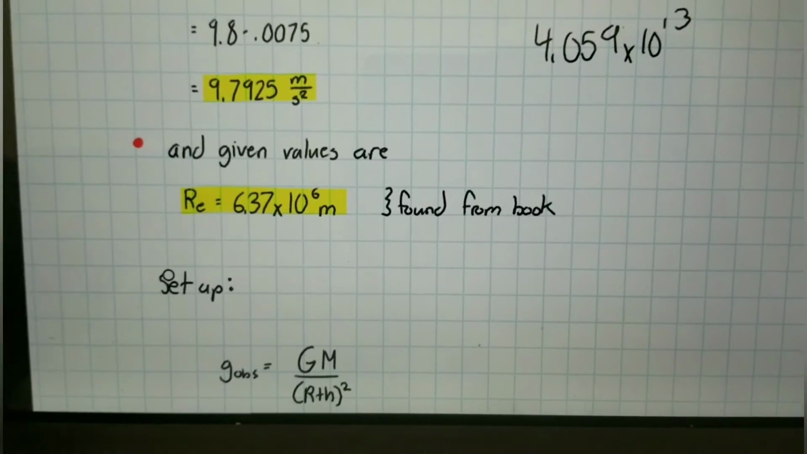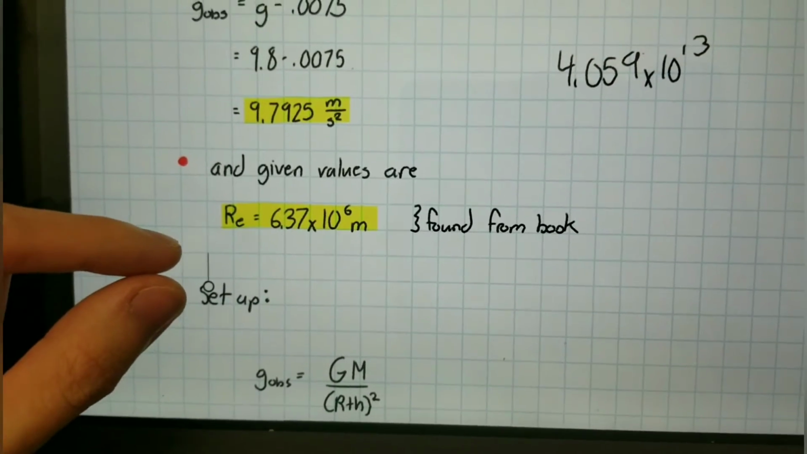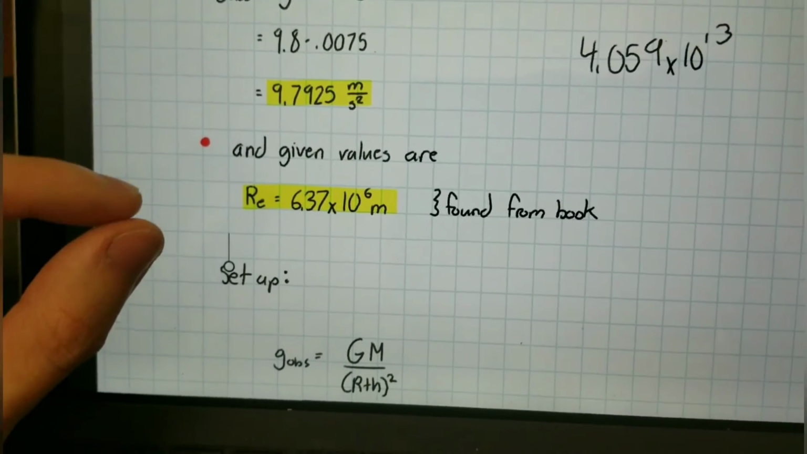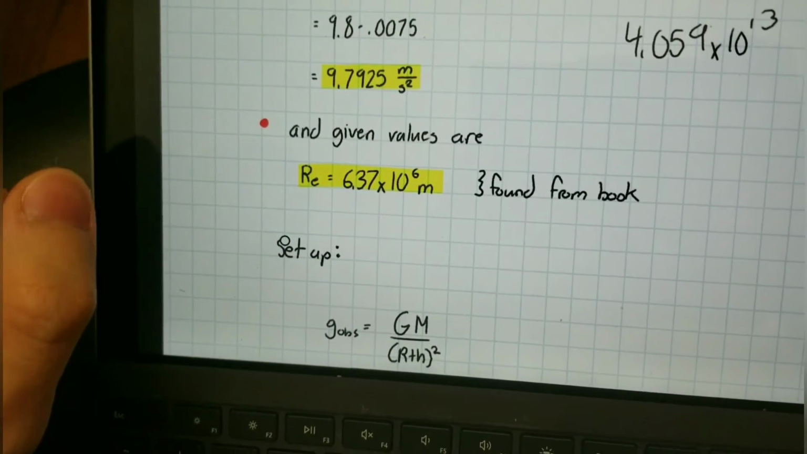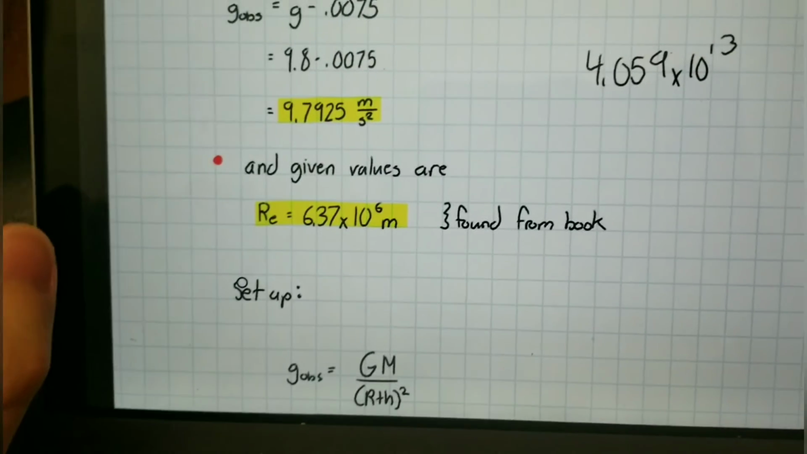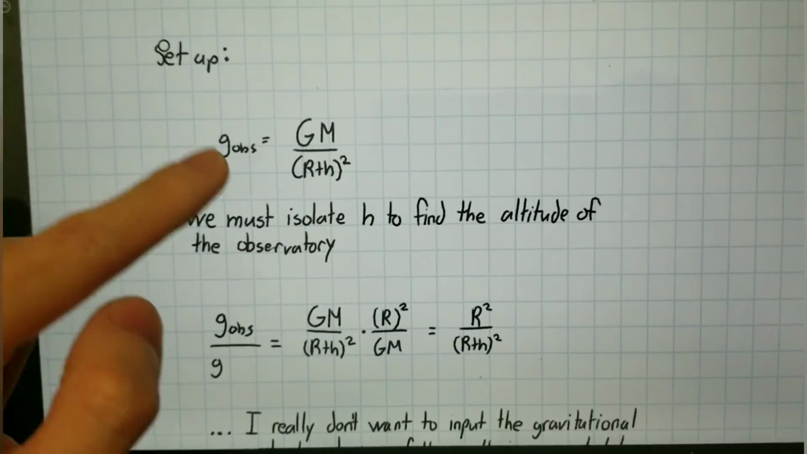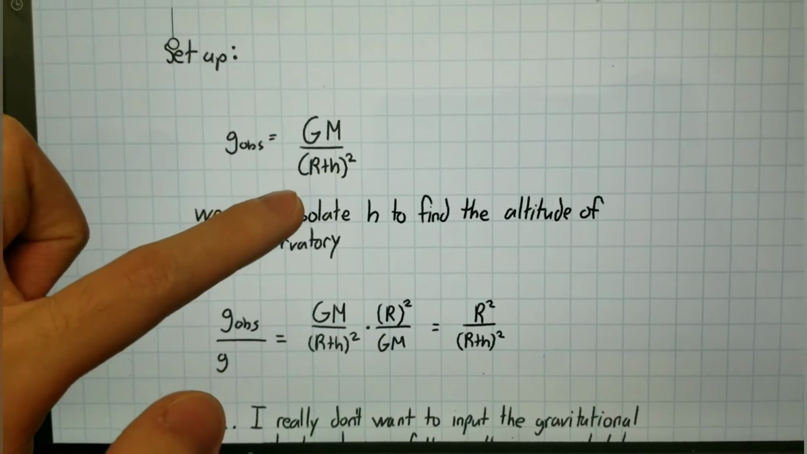Now note here that I'm not going to make you use the mass of the Earth or the gravitational constant, because those are rather big numbers that might make you get an error if you put them into the calculator wrong, as I did earlier when I tried to solve this using a different method. So you'll see in the setup, G observed is GM over (R plus h) squared.